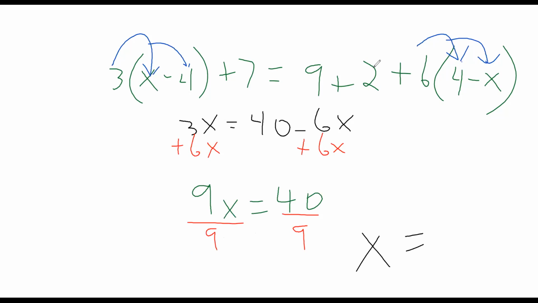It won't. The 9 is 3 times 3. No 3's can be divided out of 40. So, I mean, 40 over 9 is just the answer.